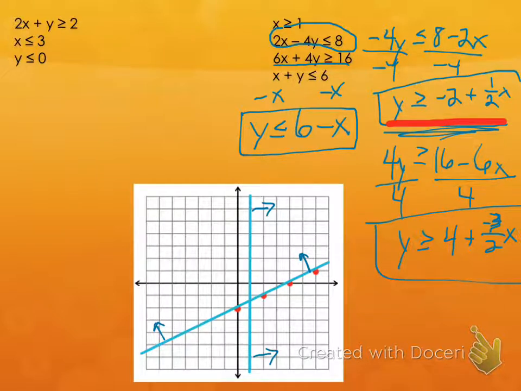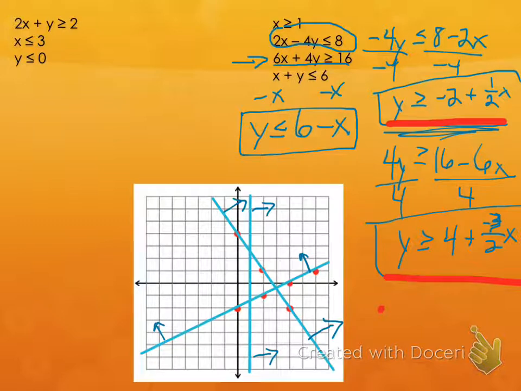Then I'm going to go ahead and graph the second one. Y is greater than 4 plus -3 halves x. So I start up 4, 1, 2, 3, 4, and then go down 3, right 2, down 3, right 2. So then plot that line. Go back to my original equation, which is 6x plus 4y is greater than or equal to 16. Plug in 0, 0. Is 0 greater than or equal to 16? No, it's not, so I will shade away from 0, 0, so over that way.